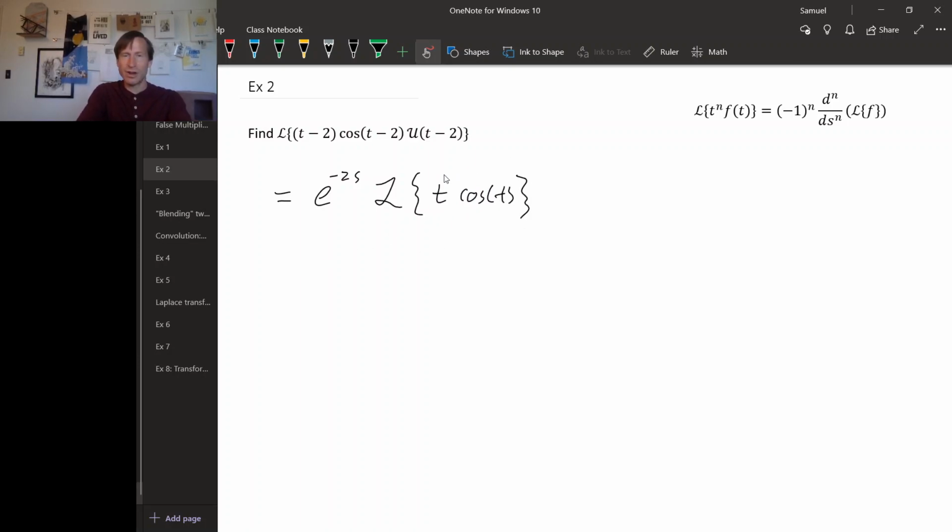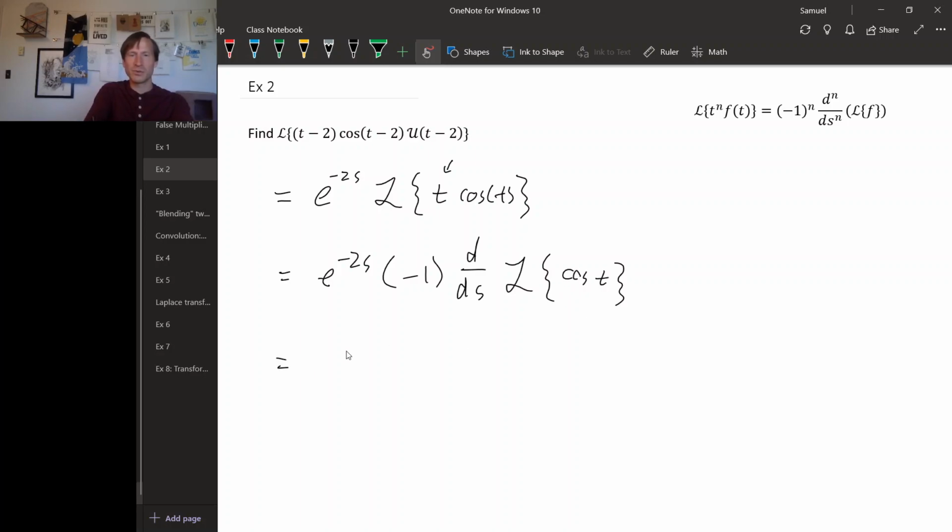Okay, now we can use our multiplication by t formula. So e to the minus 2s, multiplication by t on the inside turns into a minus sign and derivative with respect to s on the outside, applied to the Laplace transform of cosine t. And we know the Laplace transform of cosine t, so minus e to the minus 2s times the derivative of the Laplace transform of cosine t, which is s over s squared plus 1.